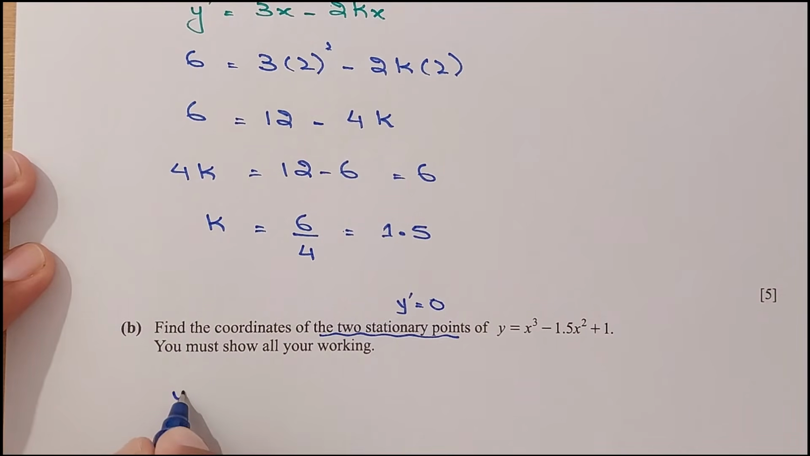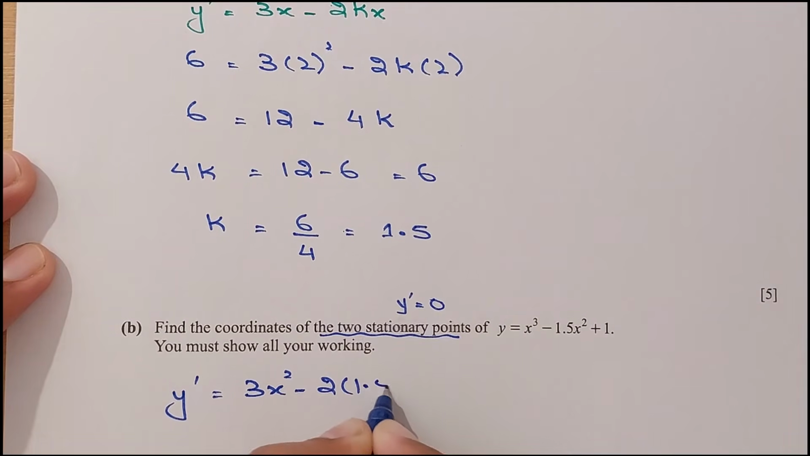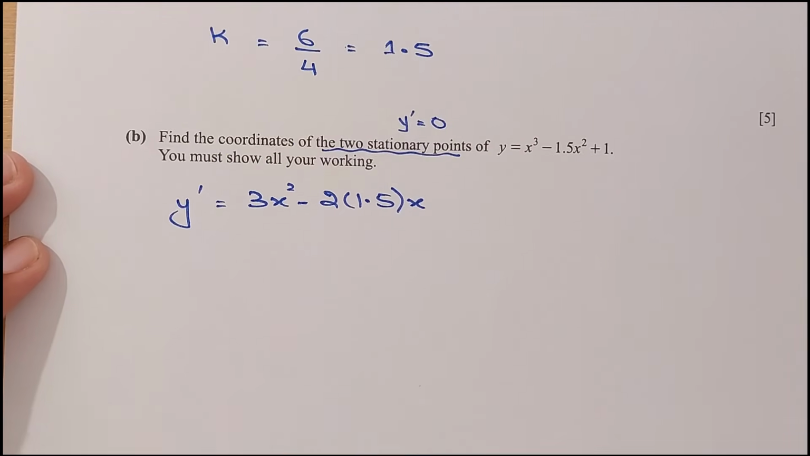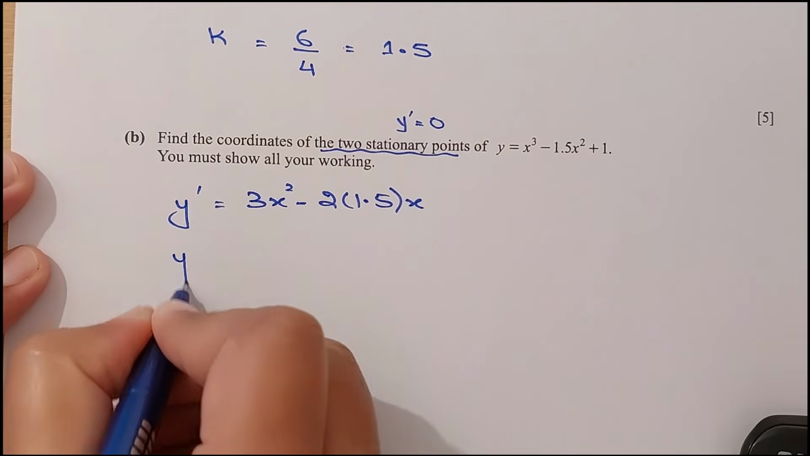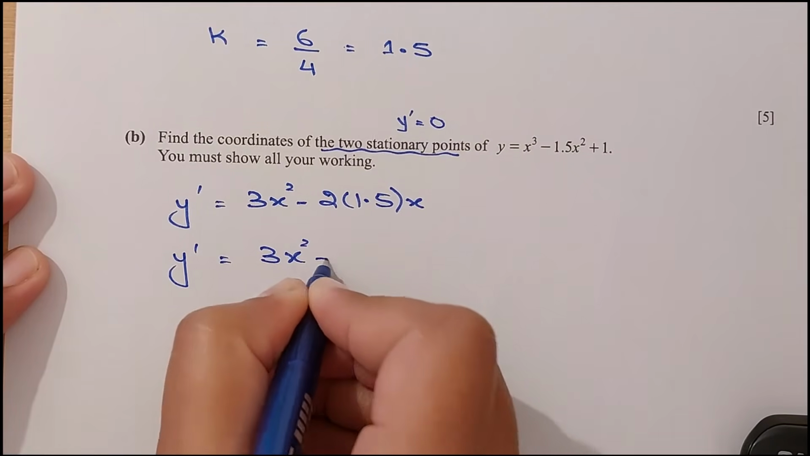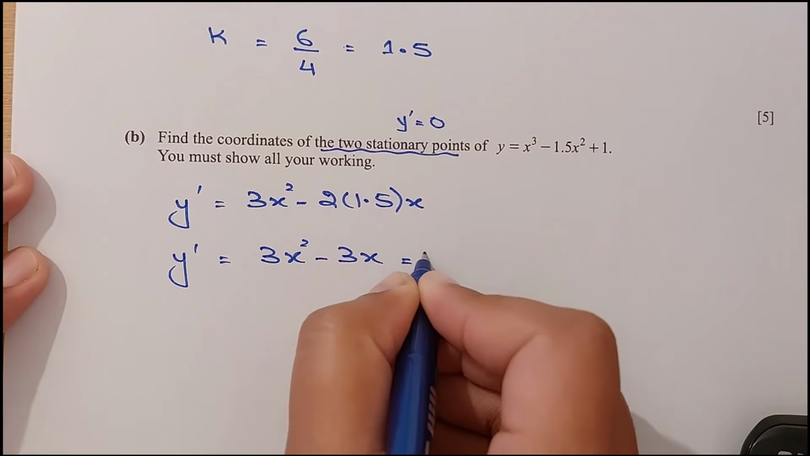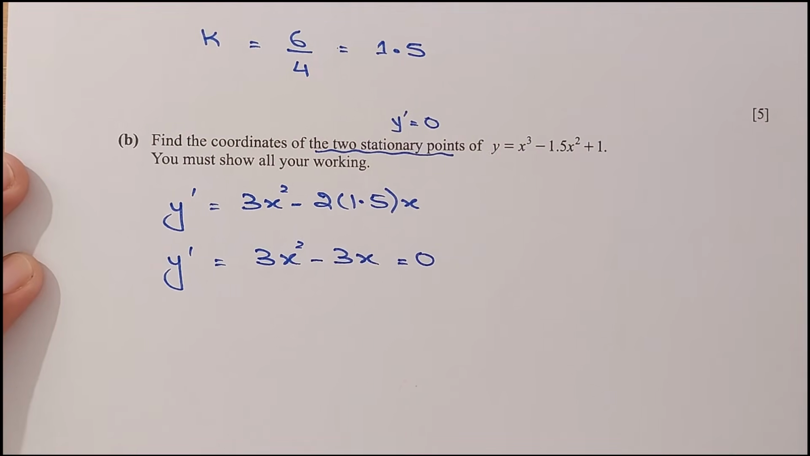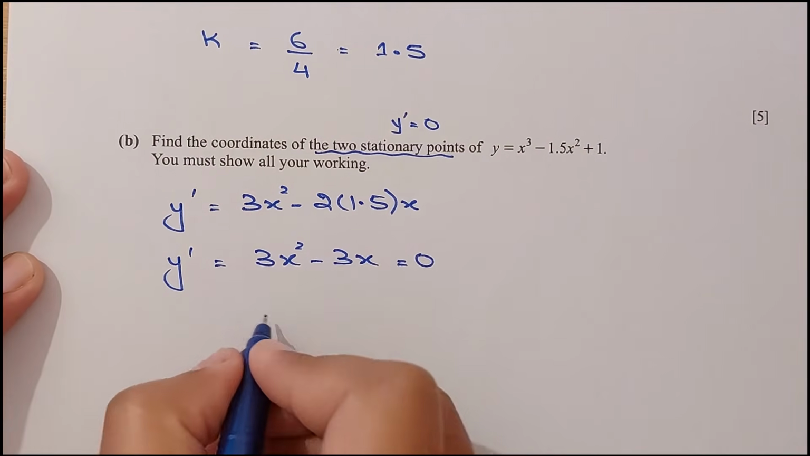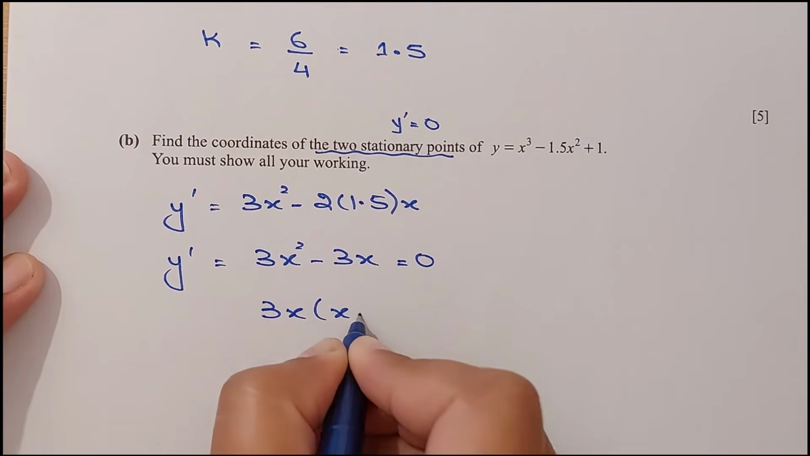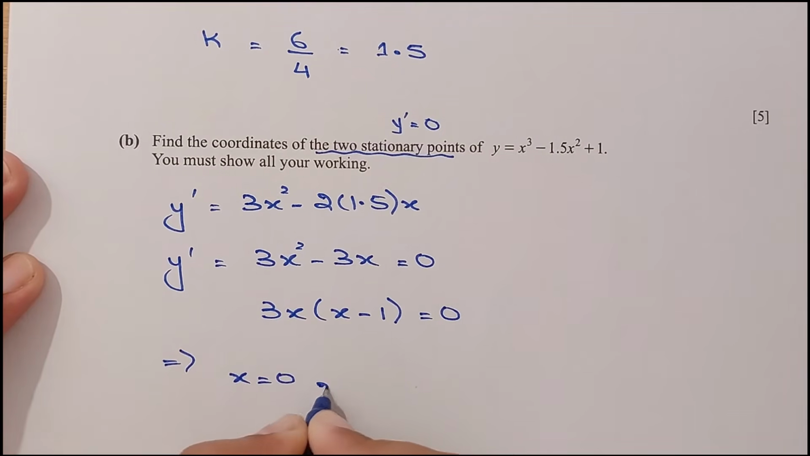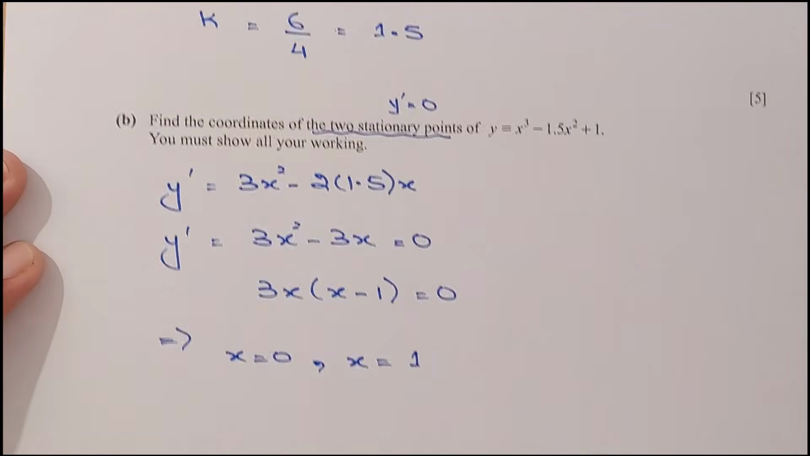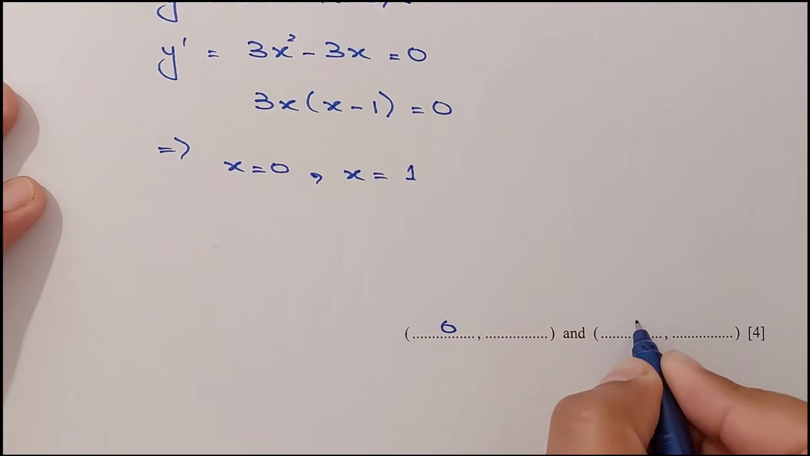So the y prime for this curve is 3x squared minus 2 times k x, right? So 2 times 1.5 is 3. So y prime is equal to 3x squared minus 3x. Put it equal to 0 to solve for the coordinates. We have 3x common, 3x times x minus 1 equals 0. And from here, x is equal to 0 and x is equal to 1. So we have two values for x, 0 and 1.